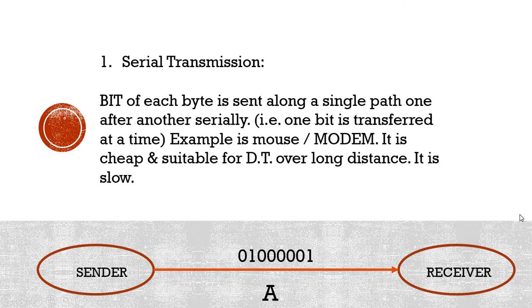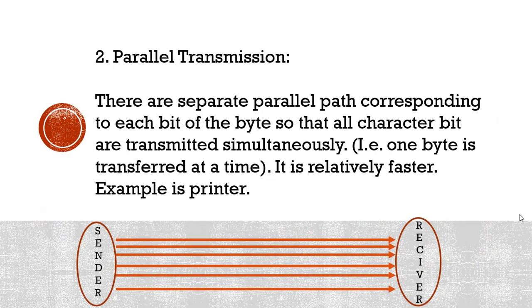Next is parallel transmission. There are separate parallel paths corresponding to each bit of a byte so that all character bits are transmitted simultaneously. That is, one byte is transferred at a time. It is relatively faster compared to serial transmission, and an example is a printer. So this is a simple diagram: from sender to receiver, data gets transmitted in parallel.